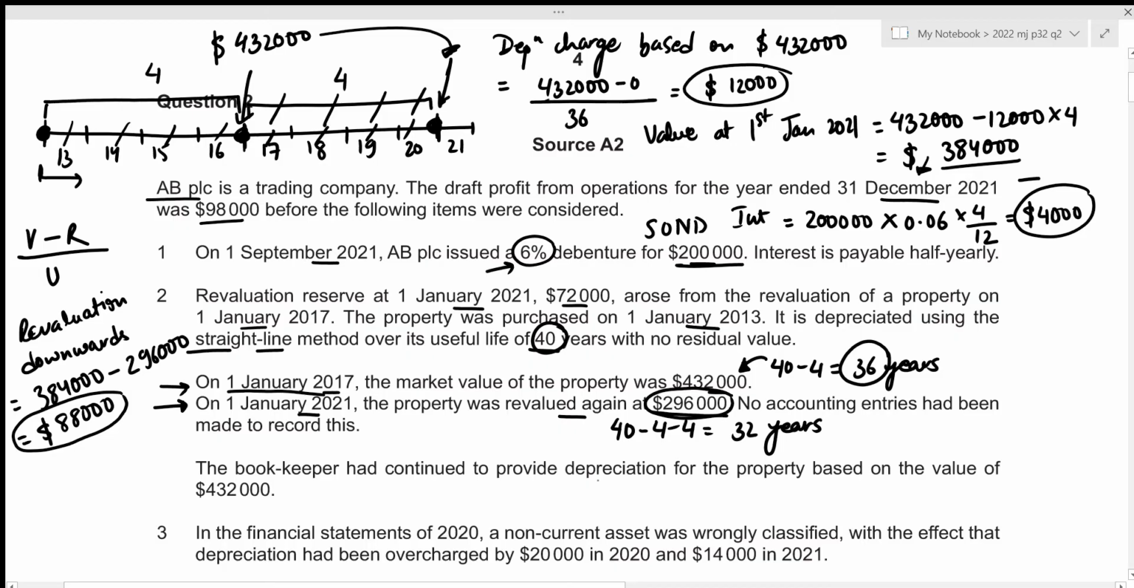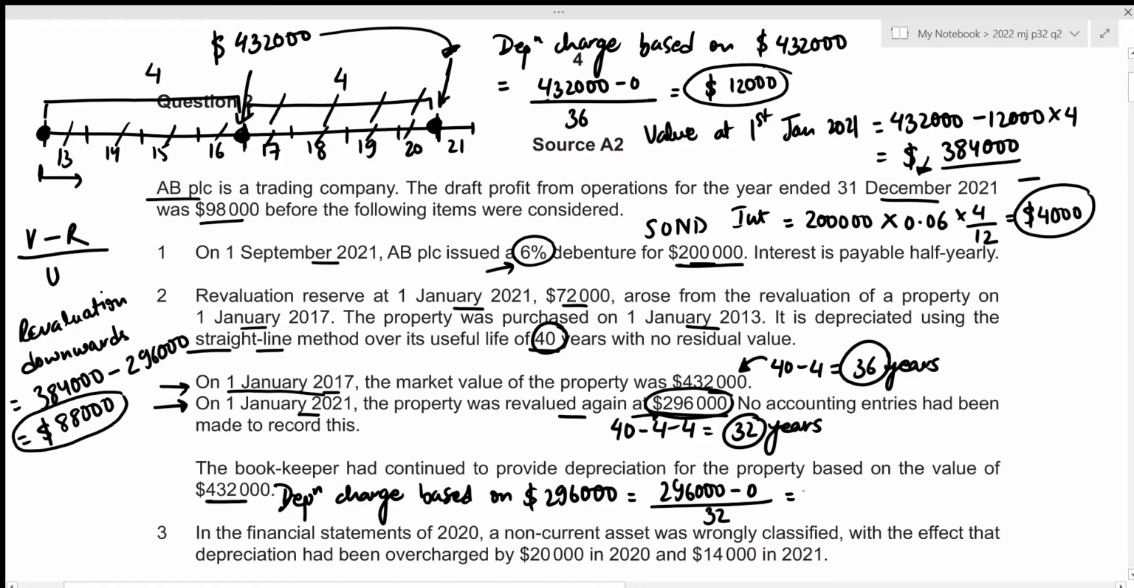Then the bookkeeper had continued to provide depreciation for the property based on the value of 432,000. But we have already revalued it to 296,000. So let's figure out the correct depreciation amount. And this is based on the amount of 296,000. So the formula is again going to remain the same. The value 296,000 minus residual value of 0 divided by the useful life, which is 32 years in this case. This results in the depreciation charge per year to be 9,250.